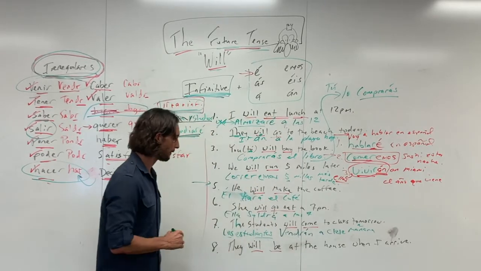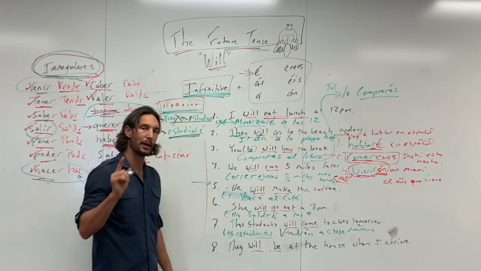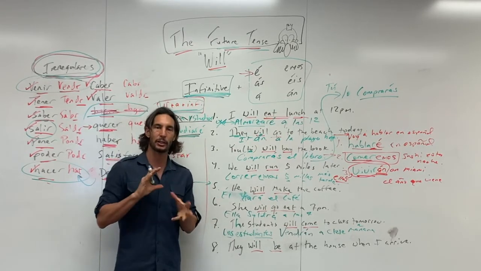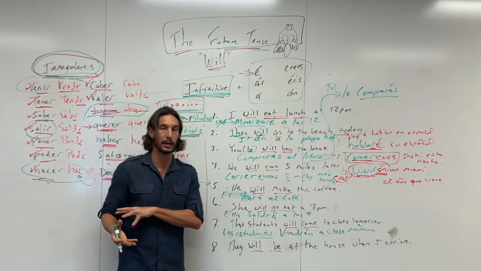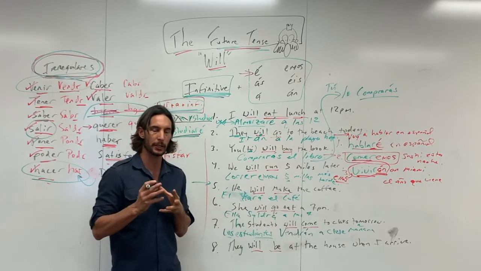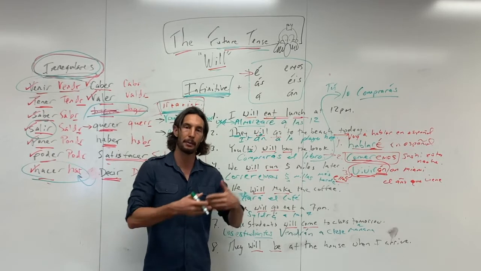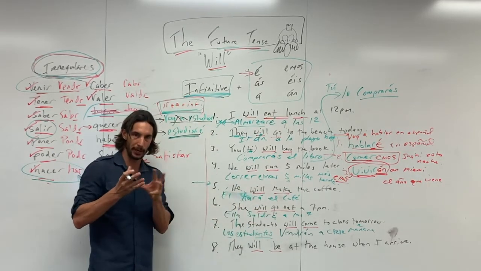And so let's finish off with number 8. They will be at the house when I arrive. Now, this is a fun one, and I saved this for last because it's actually pairing the subjunctive with the future. I'm going to show you how that works, because if you remember with the subjunctive, a lot of times you're talking about things that haven't happened yet, but they may happen, or you're hoping for them to happen.